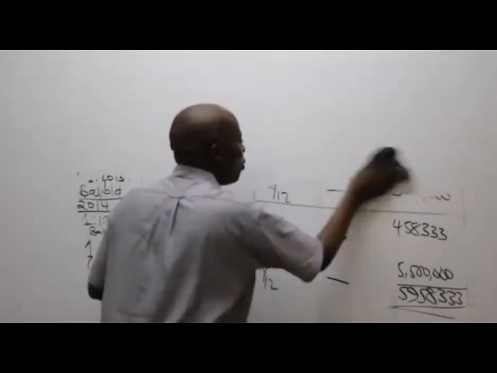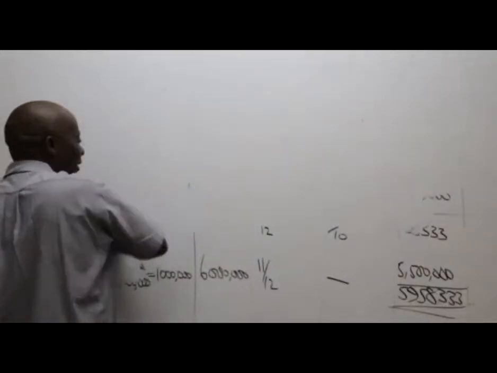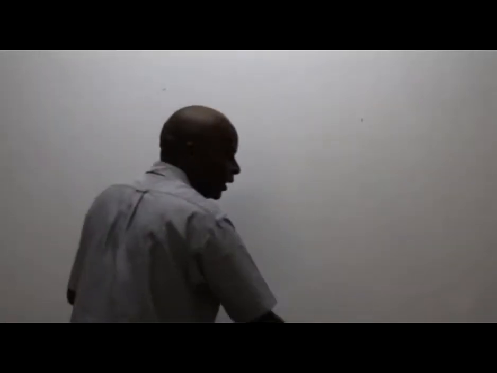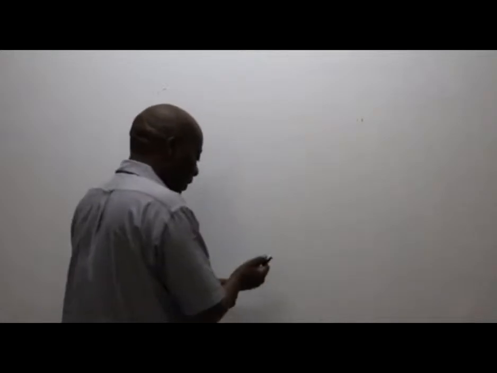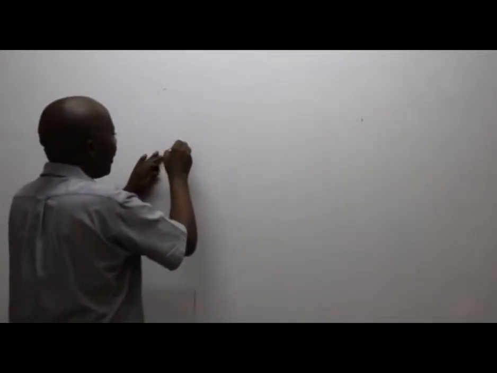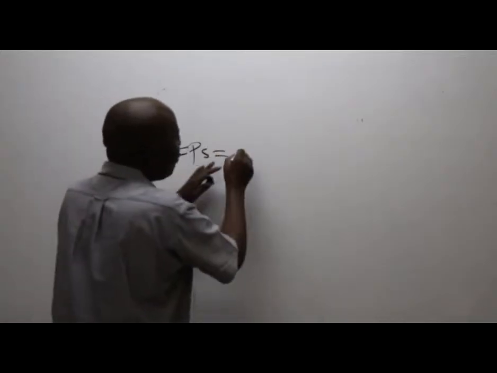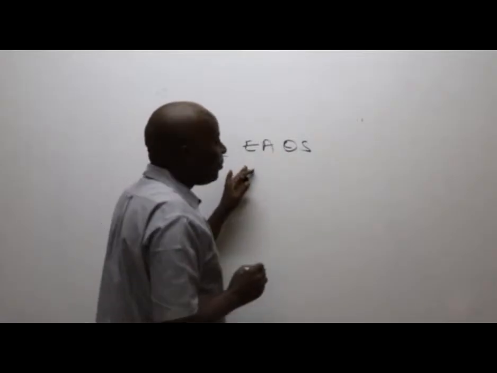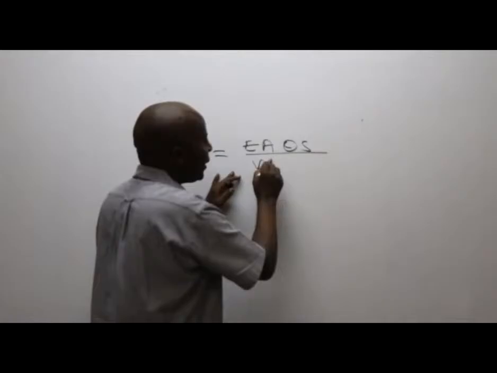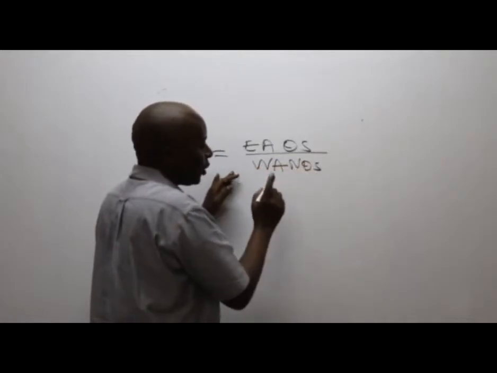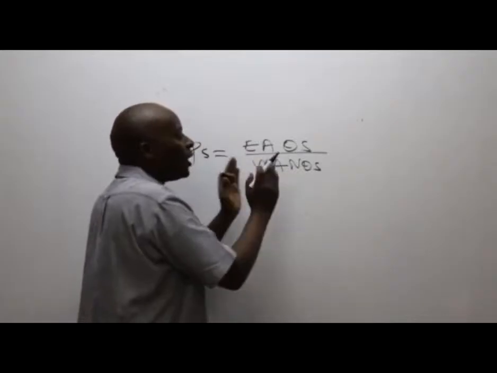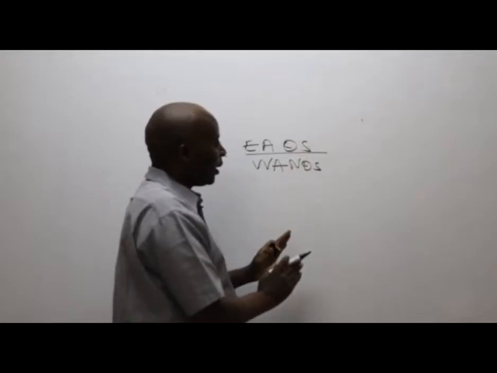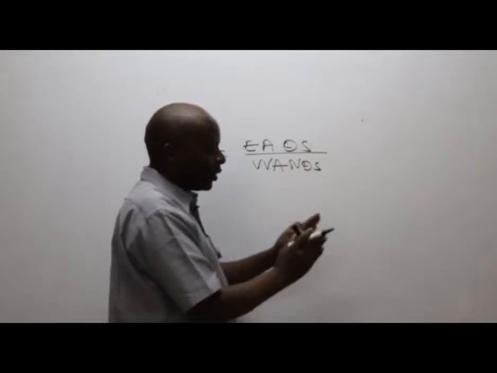Now, what I would want you to do is to remember the formula of getting our earnings per share, the basic one. For us to get earnings per share, we shall take the earnings attributable to ordinary shareholders all over the weighted average number of ordinary shares.